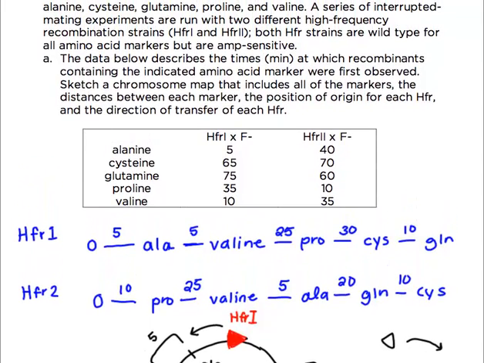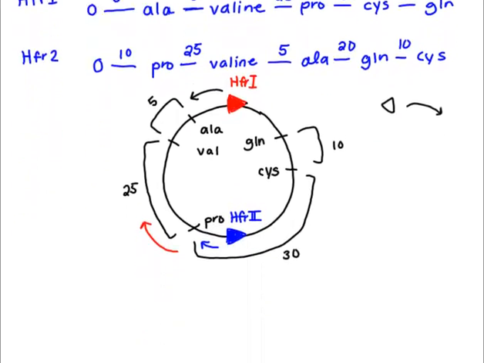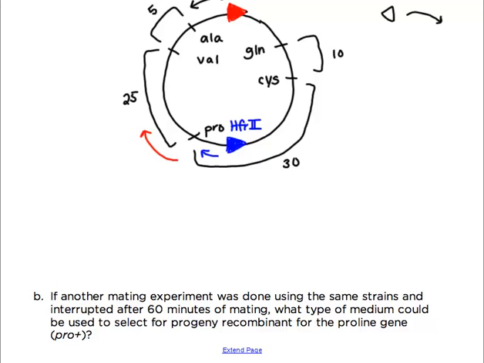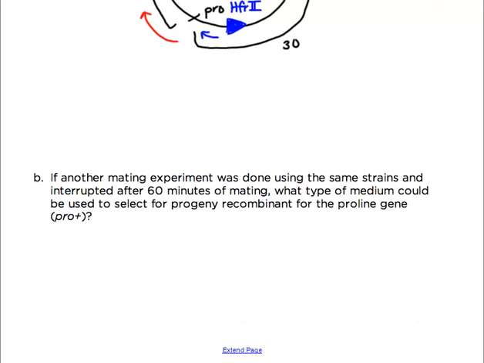Okay, so we showed, we include all the markers, we included the distances, the position of each HFR origin, and the direction. Okay? Now part B asks, if another mating experiment was done using the same strains and interrupted after 60 minutes of mating, what type of medium can be used to select for progeny recombinant for the proline gene, Pro+?